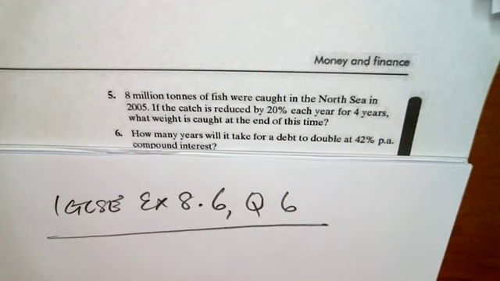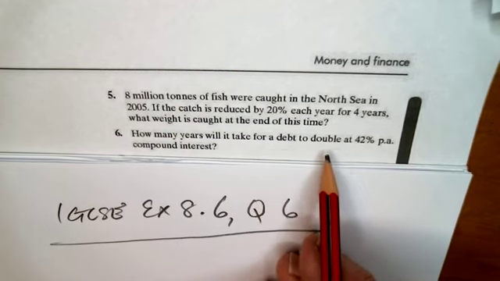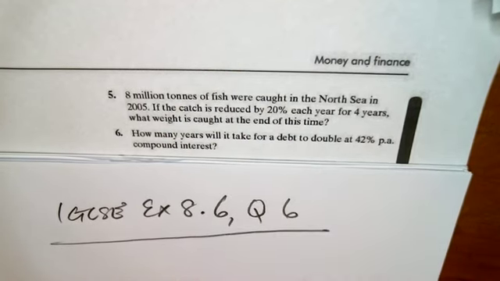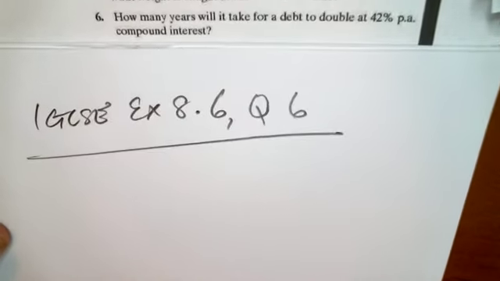All right, we have a compound interest question here. It says, how many years will it take for a debt to double at 42% per annum? And the debt is in compound interest. So let's go ahead and use the compound interest formula.